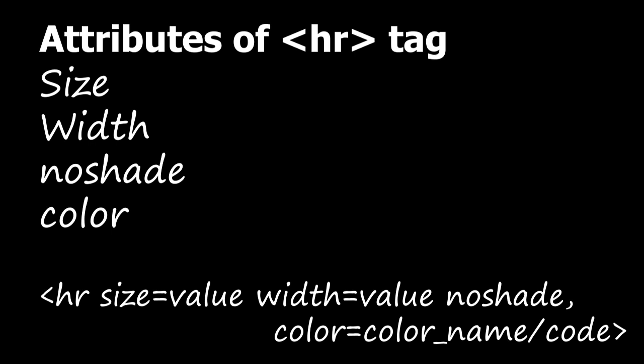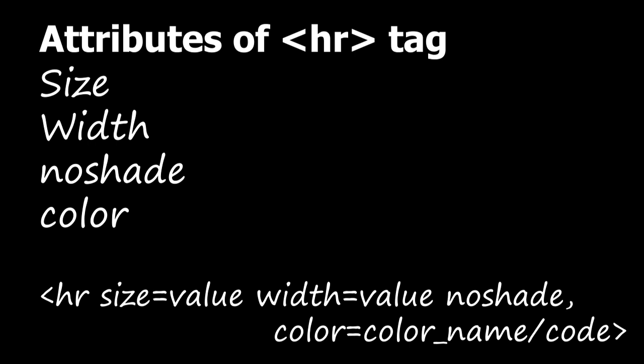That is 3D, right? The next one is color. Color means the horizontal line will be displayed in some color, right? By default, it will be in gray color. If you are not mentioning any color here, it will be displayed in gray color.